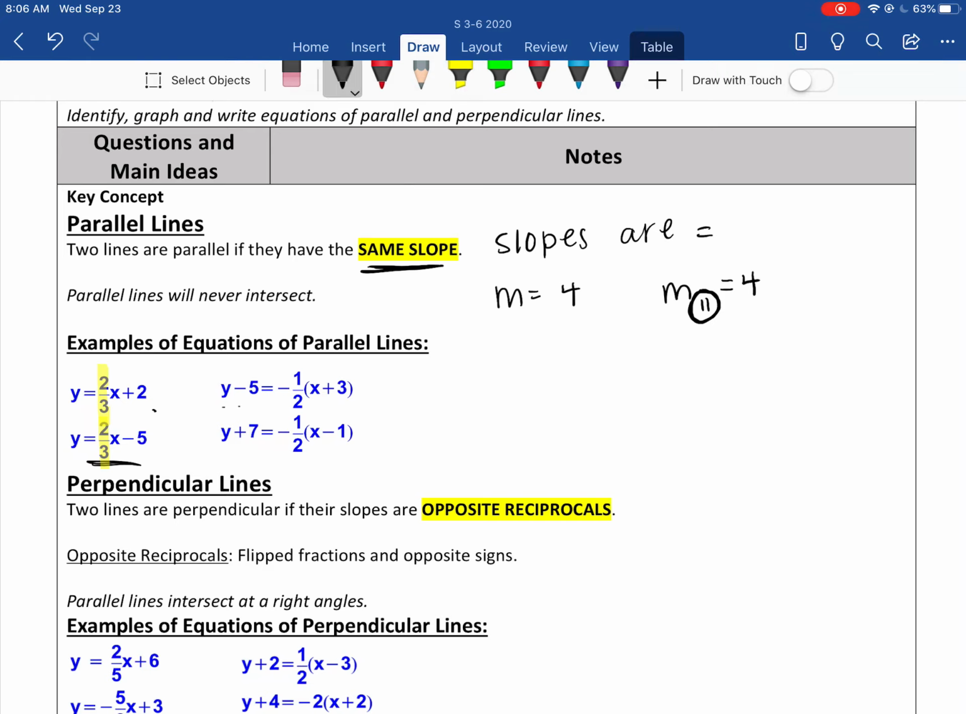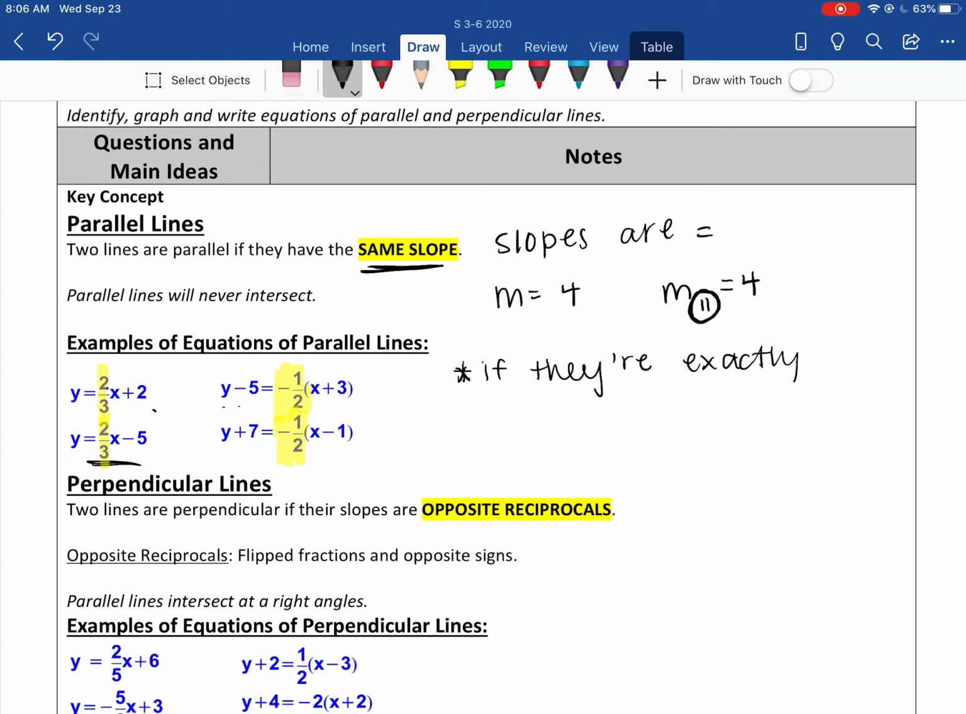Okay, so that's in slope-intercept form. Over here, we have y - 5 = -1/2 x + 3, and y + 7 = -1/2 x - 1. So again, they have the same slope, so that means they are parallel.